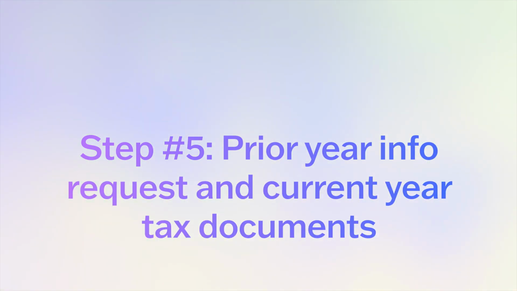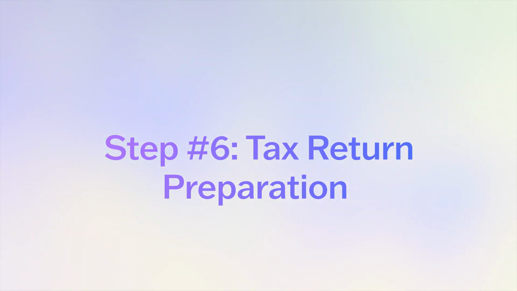So after the engagement letter is done, the next step would be to get information from the client. It has to be prior year tax returns and current year tax information. Sometimes people sign a POA, which is power of attorney, because you might request IRS transcripts and things like that. So maybe you'll do that, but it's up to you. Then we prepare tax returns. So the next step would be tax preparation.